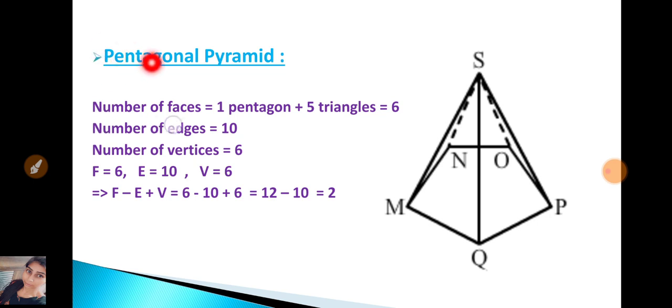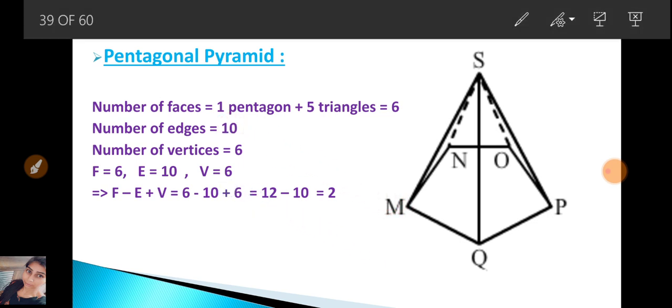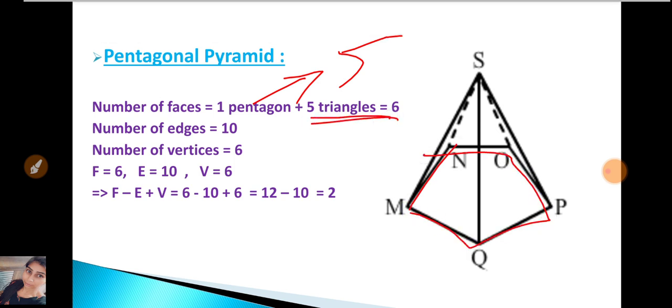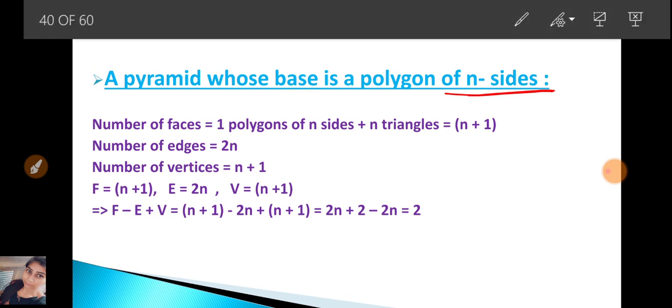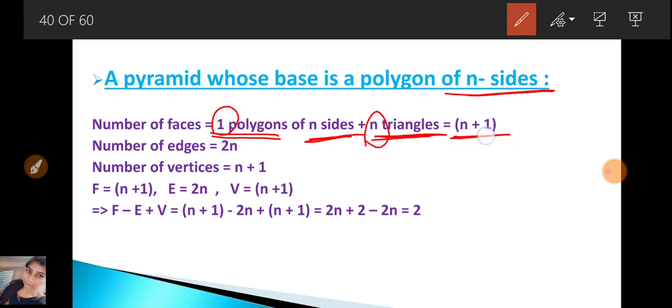Pentagonal pyramid. In a pentagonal pyramid we have one pentagon on the base, and for a pentagon we have how many sides? We have 5 sides in the pentagon. So each of the 5 sides will be connected to a triangle. The same thing here. We will have one polygon of n sides on the base, and each of the n sides will be connected to n triangles. So that means we have n plus 1 faces.